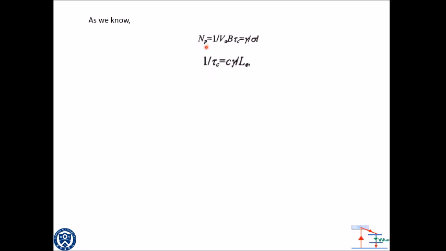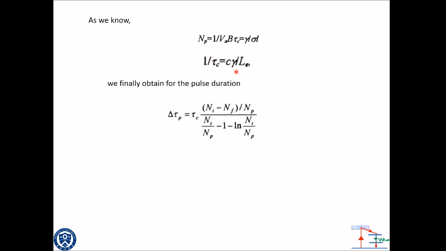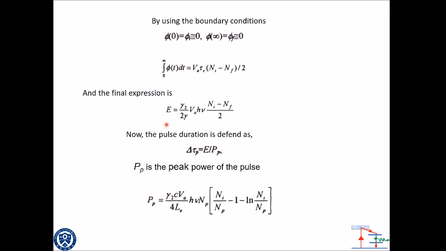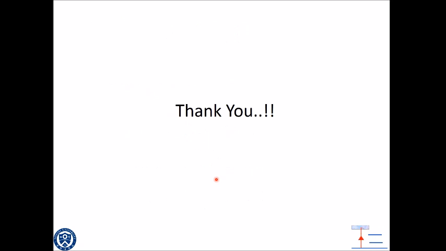As we know, the typical critical population is given by Nc equal to 1 over Va B tau c, and the reciprocal of tau c is given by this expression. So when we arrange these terms, the final equation comes to this point. This one is the final expression which we were looking to derive for the time period, and this is the energy of the pulse. Thank you.